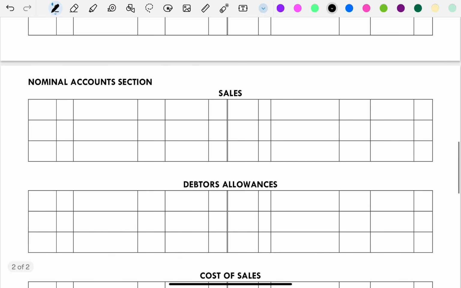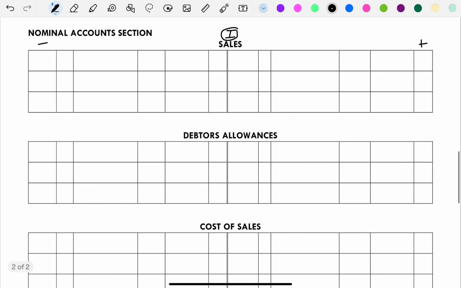Then under my nominal section, there's sales, which is my income that I make when I'm selling stuff. So income forms part of click, so I'm putting a plus on the credits. Debtors allowance is an expense because it represents the sales that we've lost because debtors return stuff, and that essentially will relate back to sales at the end of the year.